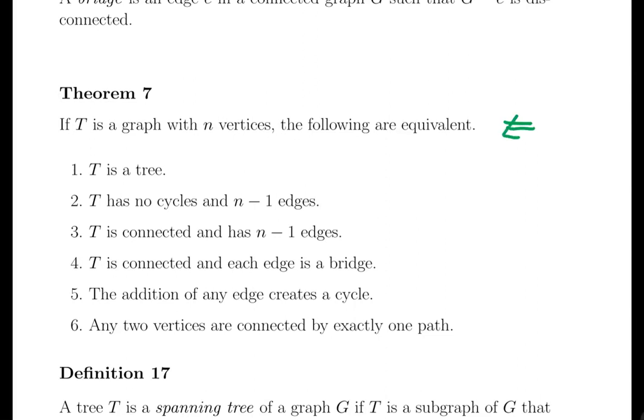So T is a graph with n vertices. It's not surprisingly a T for tree. So if we have a graph on n vertices, the following are all equivalent. They're either all true or all false. So T is a tree, no cycles, n-1 edges, connected, each edge is a bridge. Any additional edge will create a cycle, and any two vertices are connected by exactly one path.